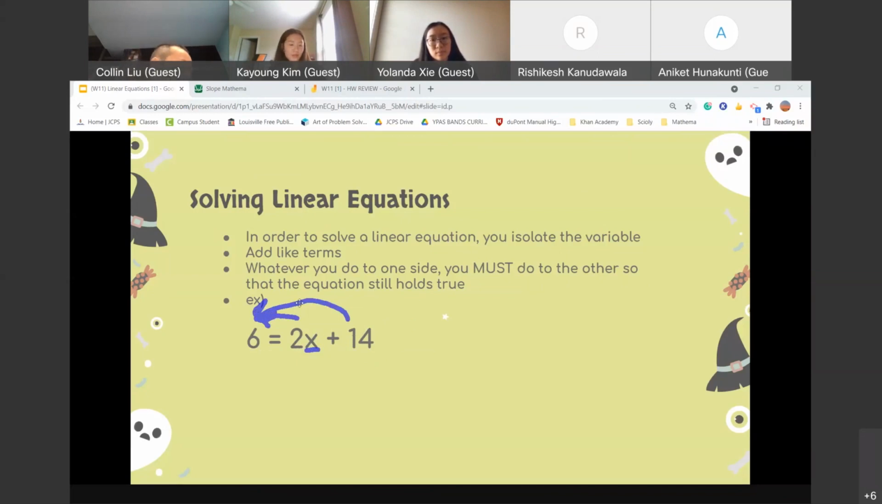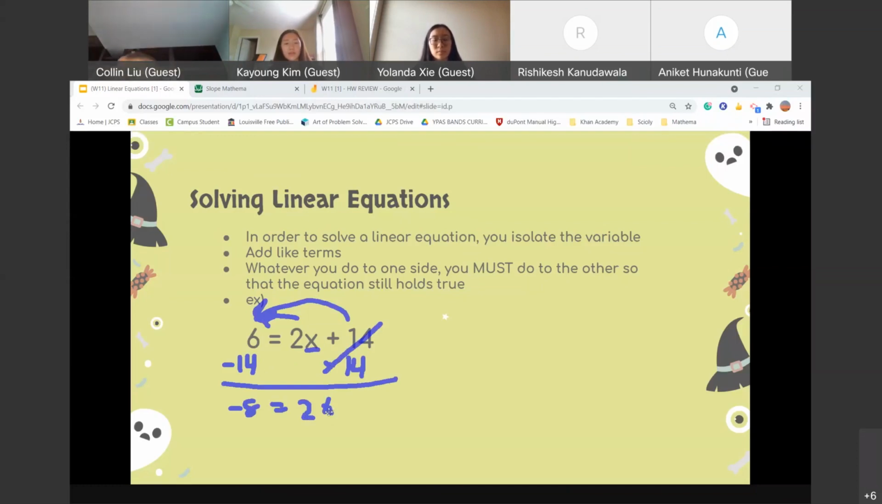So I'm going to make the 14 move first. So I'm subtracting 14 from each side. I have to do the same thing to both sides. That's just a really important rule. So 6 minus 14 is negative 8. And this is gone. I just have 2x now.